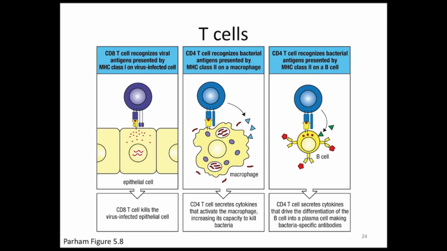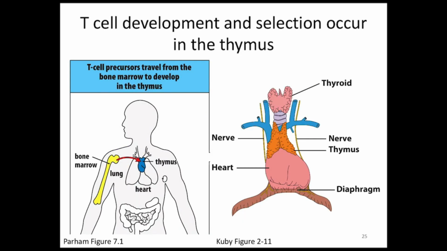T cells have to do some slightly different things during development. And T cells start out from a cell in the bone marrow. They come from the same stem cell that our B cell came from in development. But when that cell is going to do its development, it doesn't stay in the bone marrow.